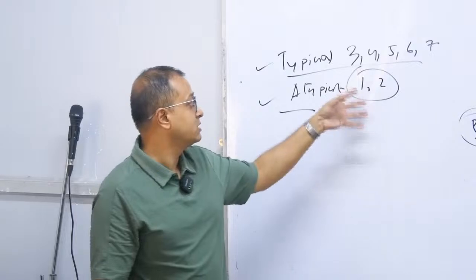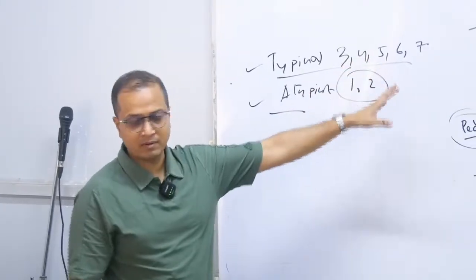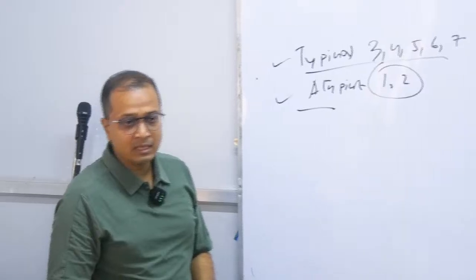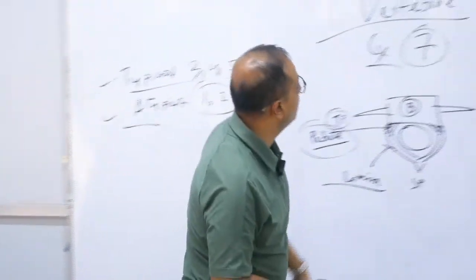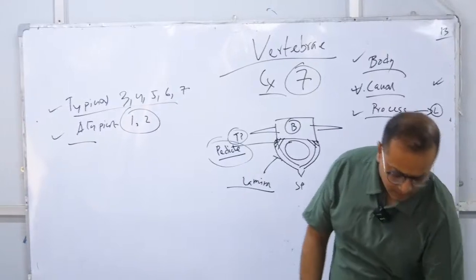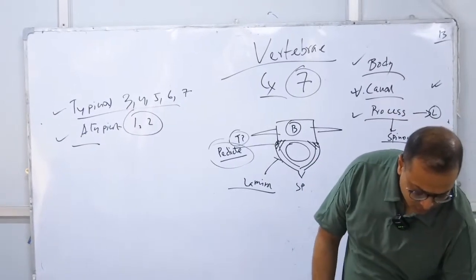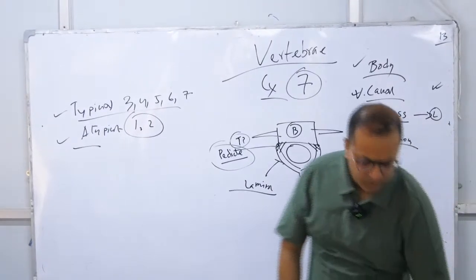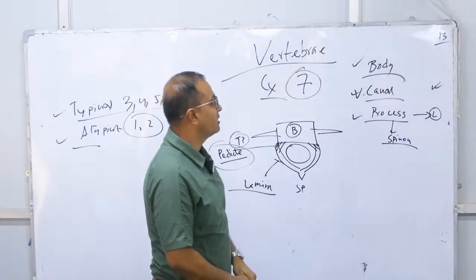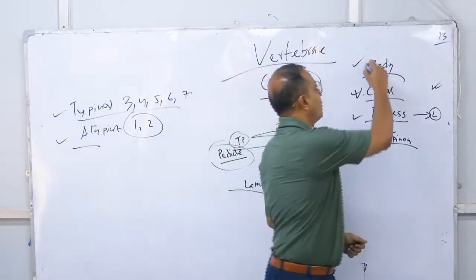Now this counts together as 1, 2, 3, 4, 5, 6, 7 vertebrae. Whenever you are seeing a vertebra, you have to classify whether it belongs to the cervical region, or the thoracic region, or the lumbar region. So each of these vertebrae has its own features. So let's talk about the vertebral features of the cervical region, starting with the body.